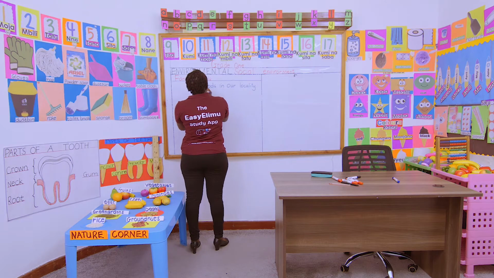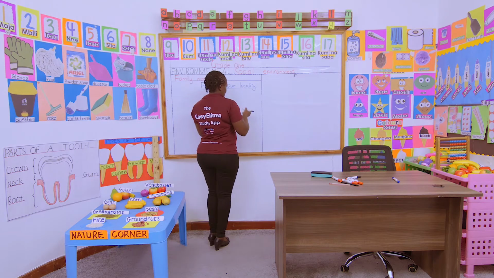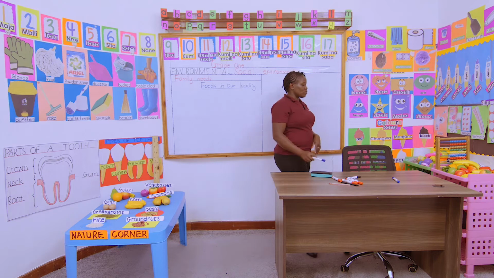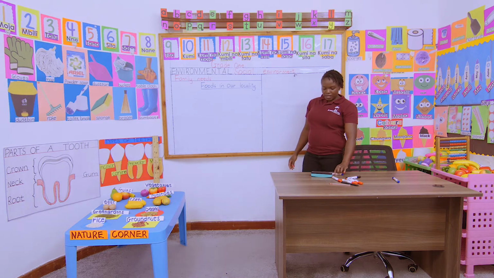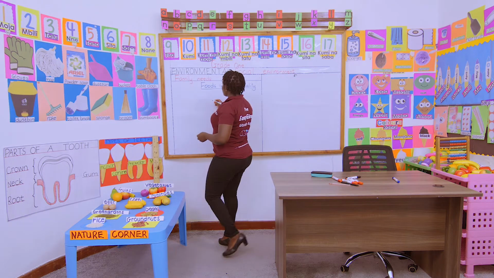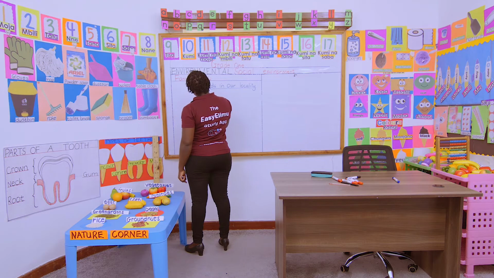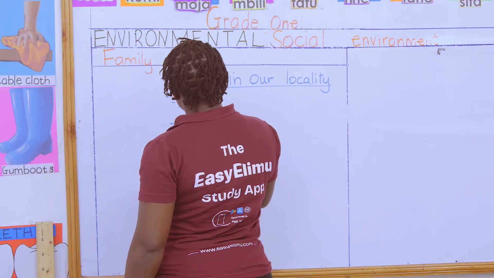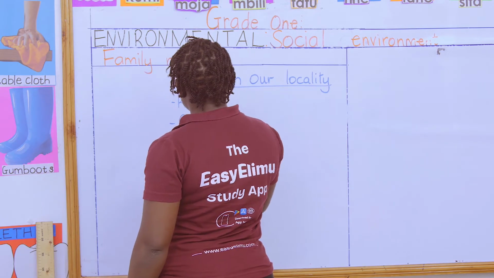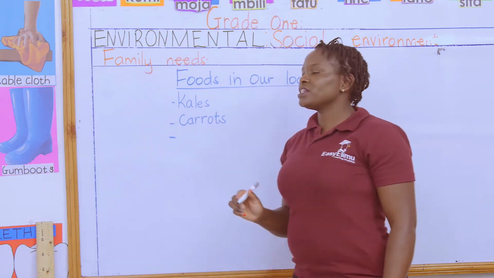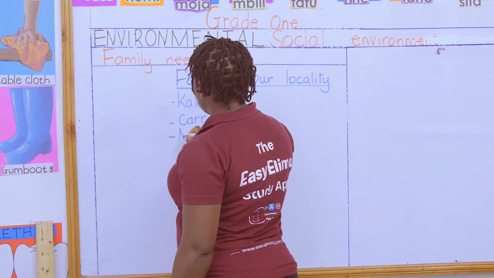Locality is the environment around us. In the kitchen garden, at home, when you're coming to school, you see them. We have kales. Nice. What else do we find in our locality? Teacher, we have carrots. Very good. What else, Janet? What else do we find in our locality? We have maize. Very good.